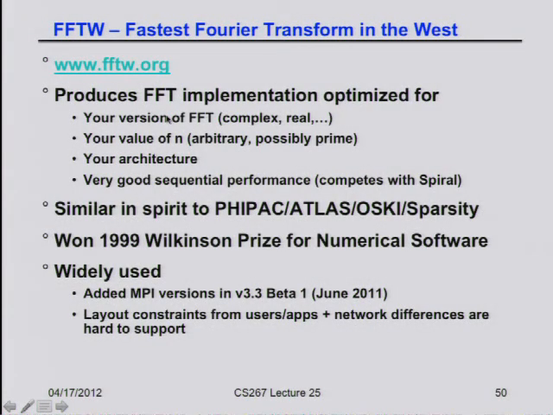OK. So FFTW.org, the Fastest Fourier Transform in the West. And it's very similar in spirit to some other systems I've told you about. We've talked about OSKI and its predecessor, Sparsity, which is trying to search over all reasonable algorithms for doing, in this case, sparse matrix vector multiply, and these were dense matrix multiply.